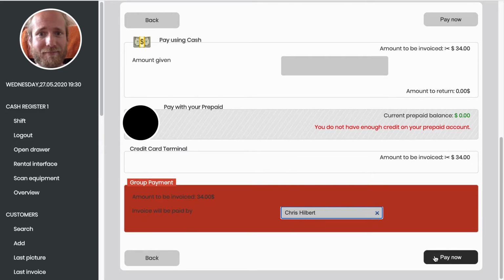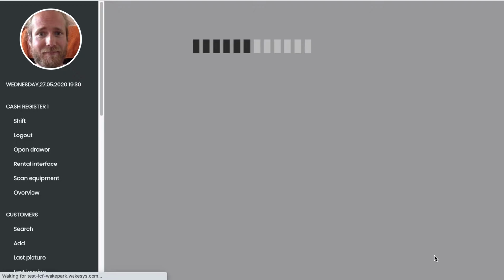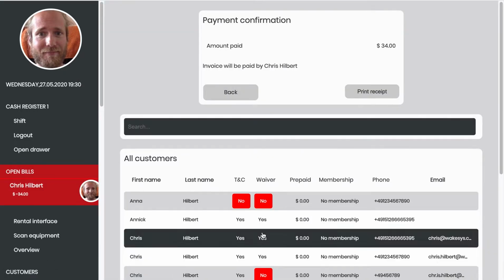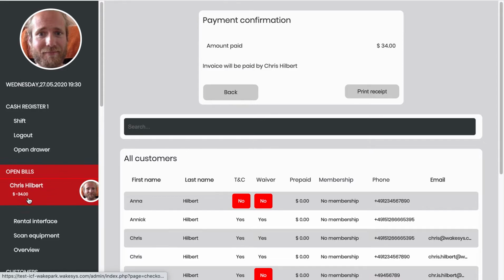Next, you want to click on pay. And what this does, it now transfers this invoice to the father. So that means that on the side here, you can now see that Chris has an open invoice that still hasn't been paid. So basically, that means that this transaction is now in the system. It's marked as paid to the customer, in this case, Annie, but it's still unpaid for Chris. So Chris still needs to pay for it because he hasn't basically done that yet.